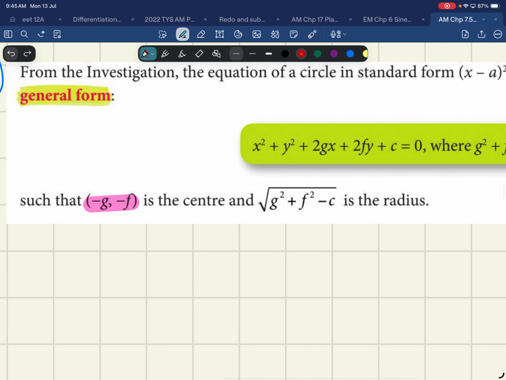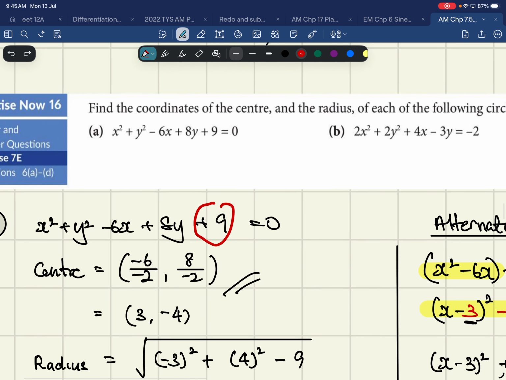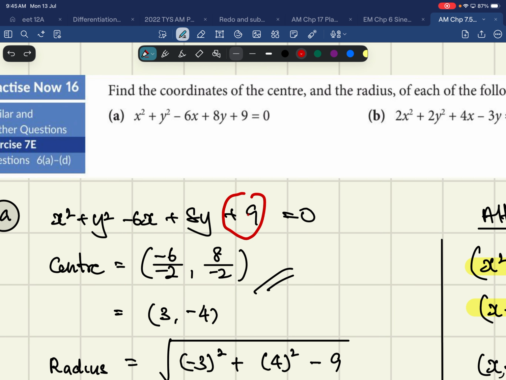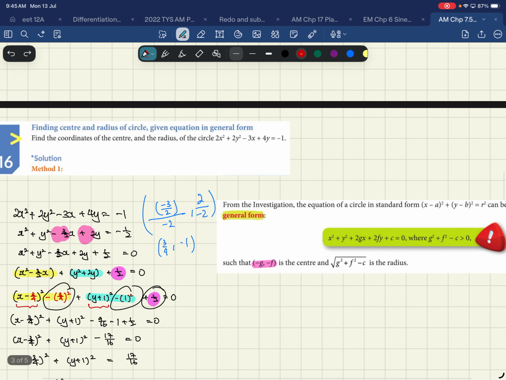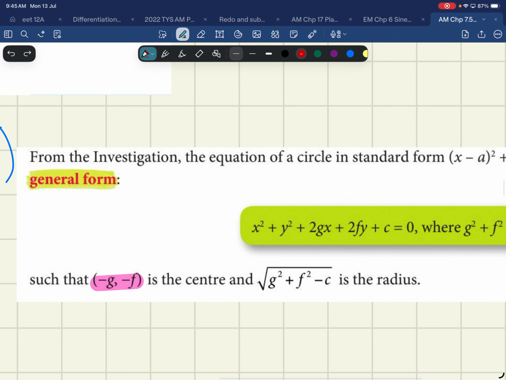So let me show you one more time. This is a plus 9 here, right? So I will minus, it's minus C. So minus 9. But why for G and F? It's just a formula. The formula says switch the sign. That is if you use the formula.